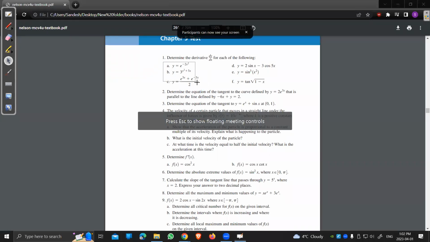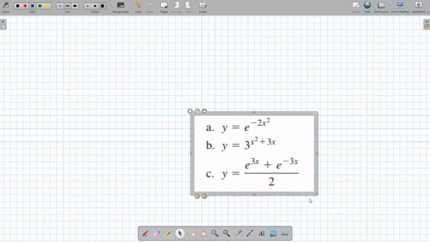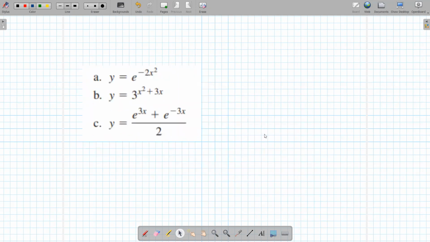Okay, we're gonna do these guys. It's basically what we did last week, but it might be a little bit more difficult. I don't think so, honestly. Let's see. So we're just gonna find the derivatives of these guys. Let's see if you remember.